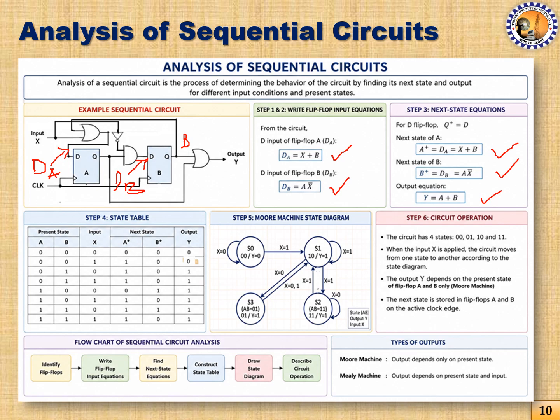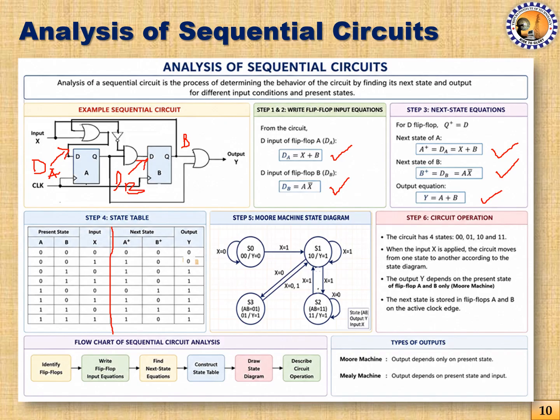Now, from these expressions, we can work out the state table, which is another representation of the given sequential circuit. What do we do over here? We write the present state, here we have A and B, and we write the input. These are our input parts, and based on the input applied to these expressions, we find out A plus, then B plus, and Y. Accordingly, they are listed over here.